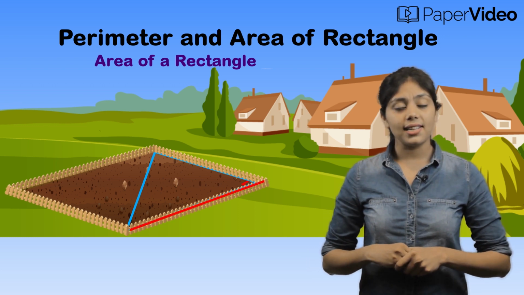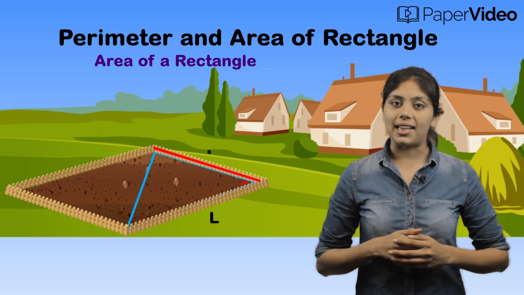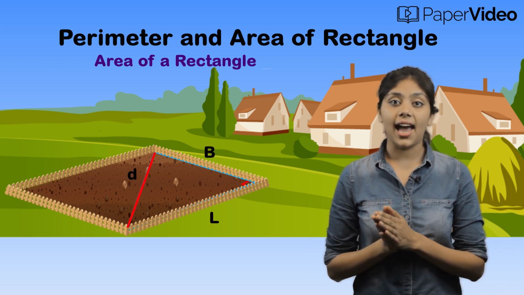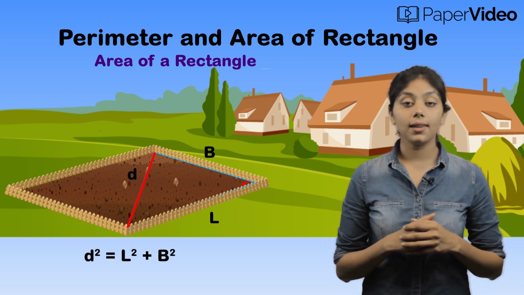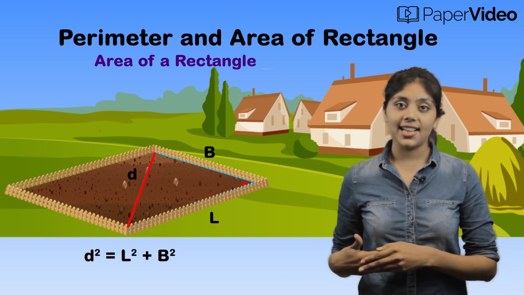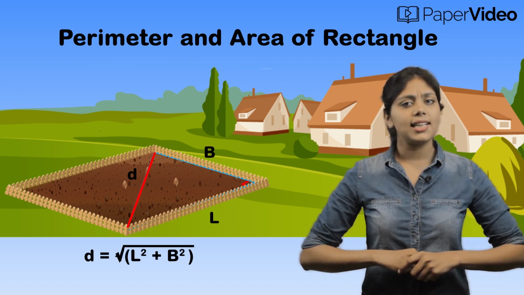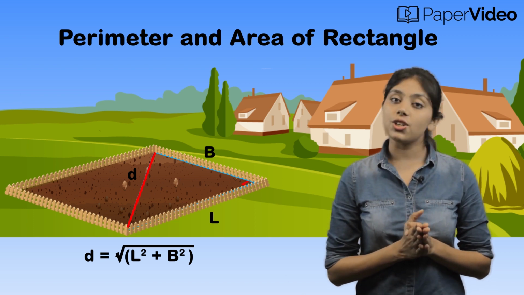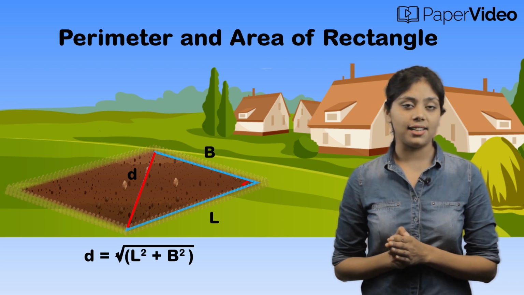What is length of the base? L. What is length of the perpendicular? B. If the hypotenuse is D, then the Pythagoras theorem we have is D square equal to L square plus B square. Therefore, length of this line segment will be square root of L square plus B square. This line segment is nothing but the diagonal of the rectangle. So, using this formula, we can find the length of the diagonal of a rectangle.